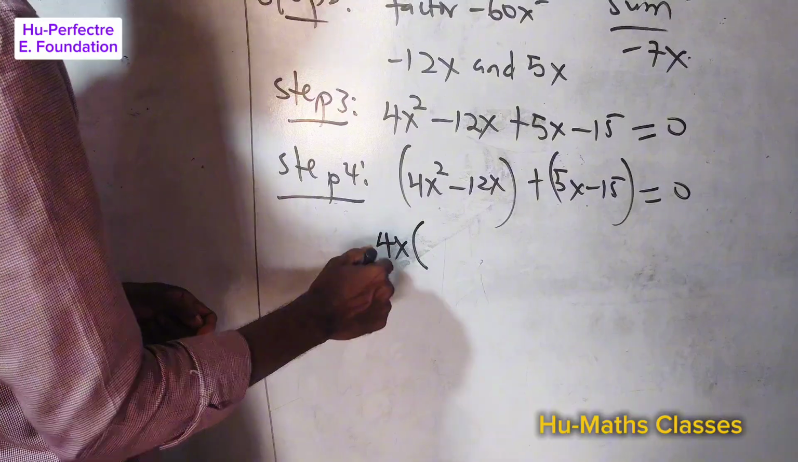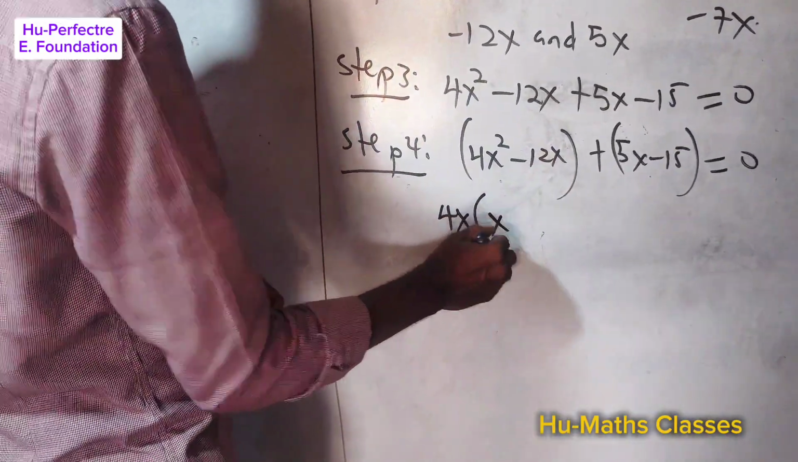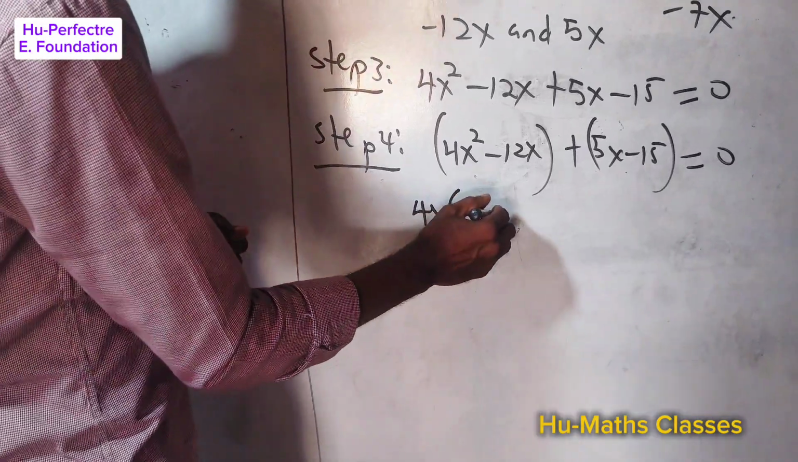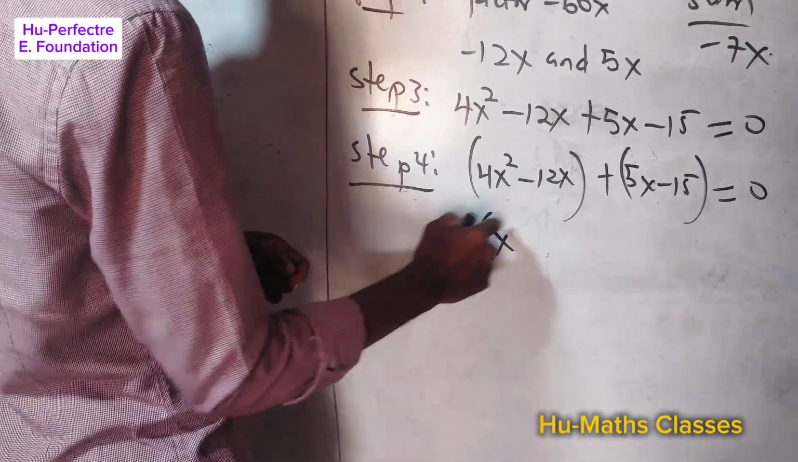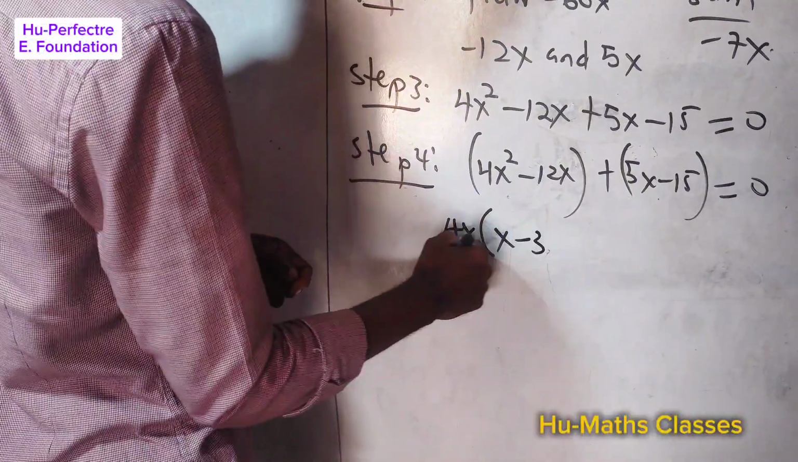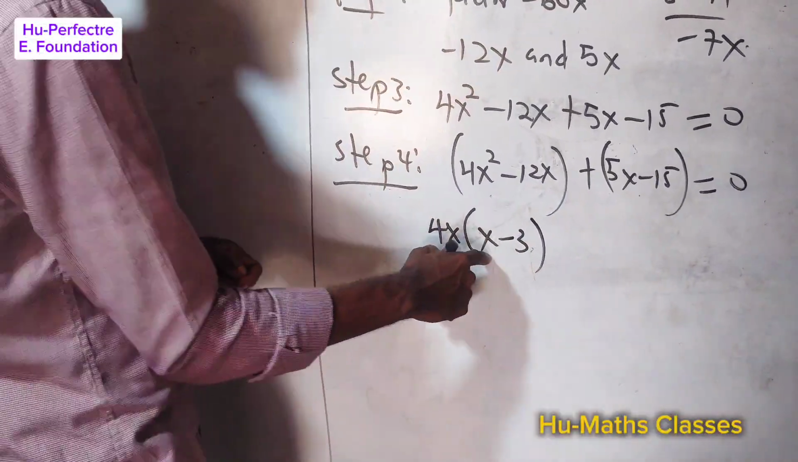4x into, if 4x goes into 4x raised to power 2, we will be left with only x. That you should know. 4x into minus 12x, 4 will divide minus 12, that will be minus 3, and x will cancel x. So our answer there is x minus 3. So 4x into x minus 3.